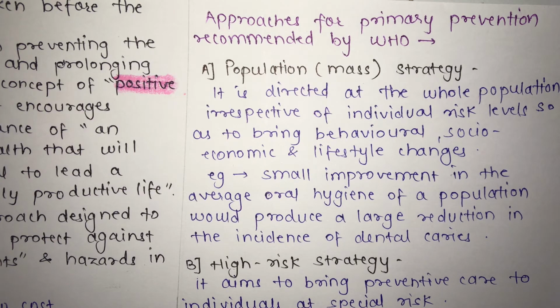An example is, a small improvement in the average oral health of a population would produce a large reduction in the incidence of dental caries. So these are like the camps that go on in public health dentistry. You're improving the average oral health of the population, and because of this there is a reduction in dental caries.